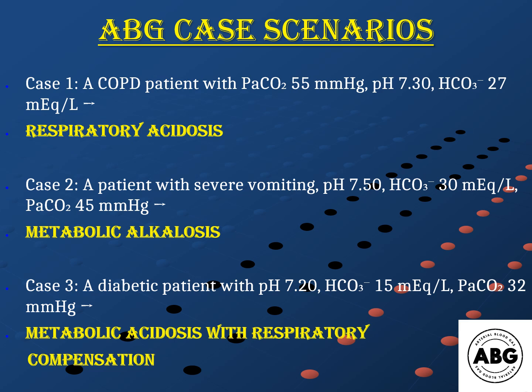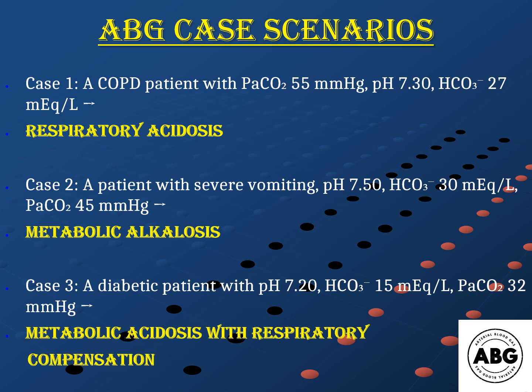pH 7.50, high, indicates alkalosis. HCO3 30 mEq/L, high, suggests metabolic alkalosis. PaCO2 45 mmHg, high, indicates some respiratory compensation, but not enough to normalize the pH. Diagnosis: metabolic alkalosis, likely due to severe vomiting. 3. Case 3. Metabolic acidosis with respiratory compensation.